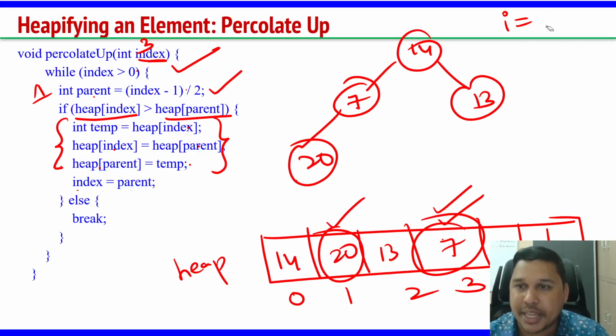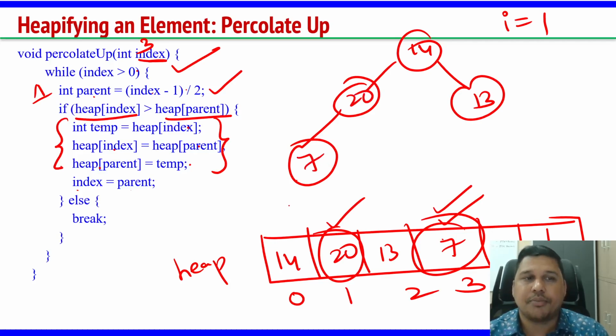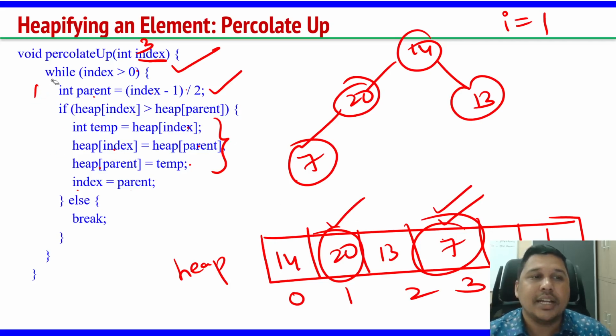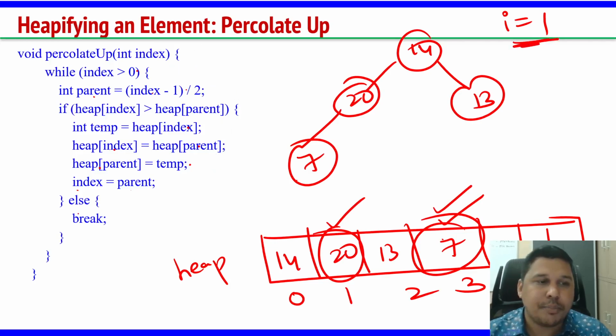Now my index I am making as parent. What is my parent? Index 1. That's it. This is enough, no? Because of this, the structure changed: 20 and here it became 7. But is it okay now? No, still it is not satisfied. Why? This is a while loop. Index i became 1. From here again it will go back to the while condition.